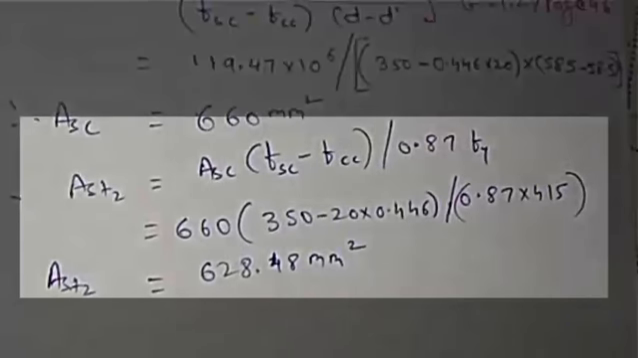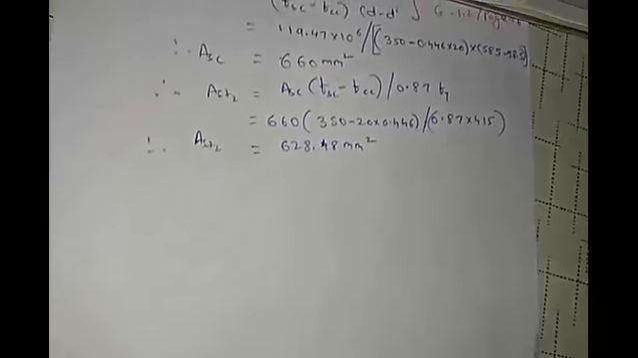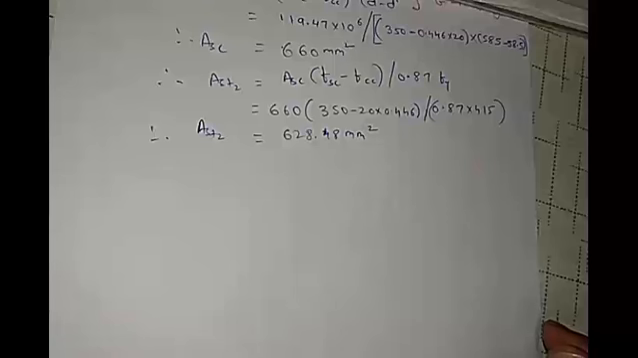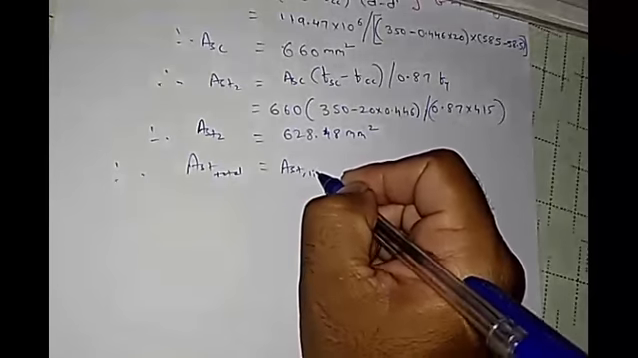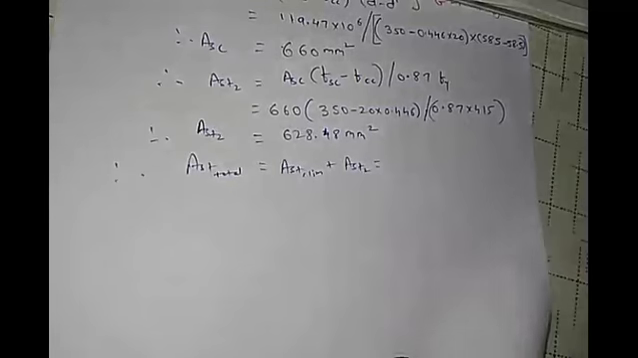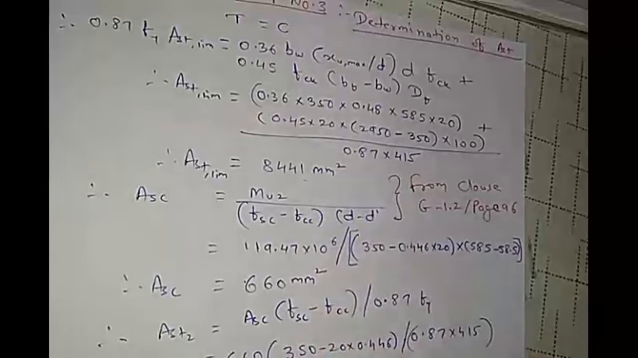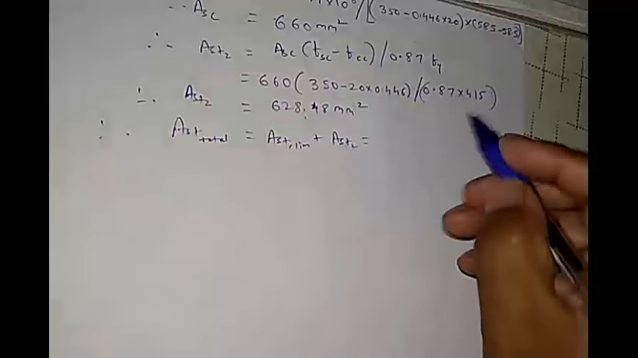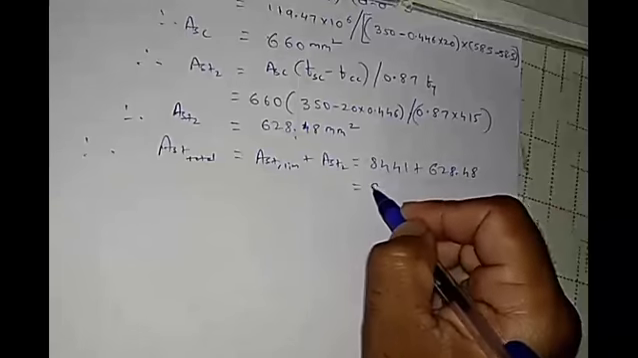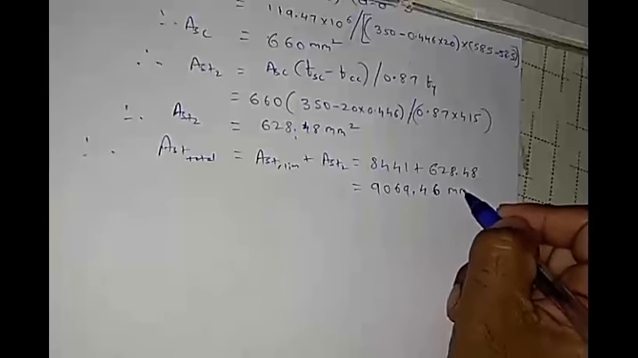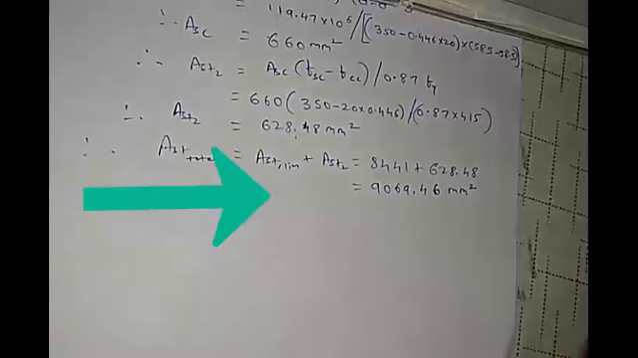So that's the one. And now if you calculate total Ast, total Ast is going to be Ast limiting plus Ast2. So therefore Ast total, that is Ast limiting, which we already calculated, what we got is 8441, and now Ast2, that is 628.48. So if you calculate here, 8441 plus 628.48, that is 9069.46 mm square. This is how we can get the total Ast. That's about Ast. Now what we can do, we can just go through the selection of bar diameter and number.